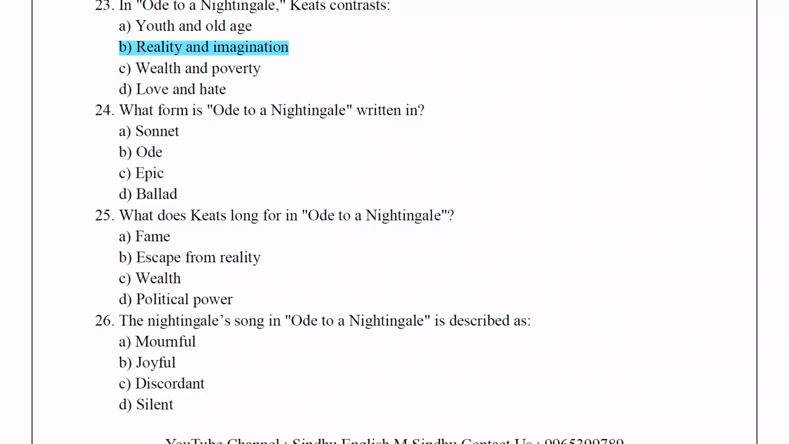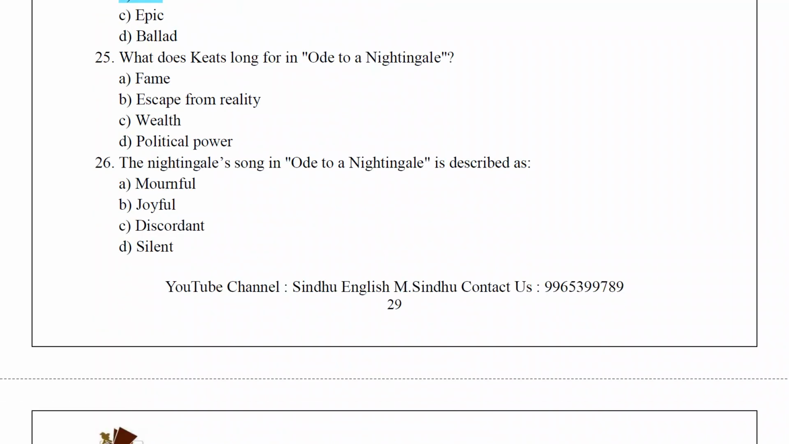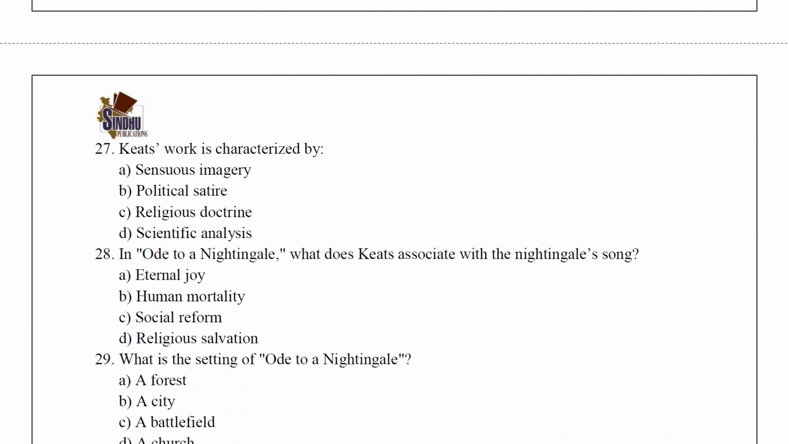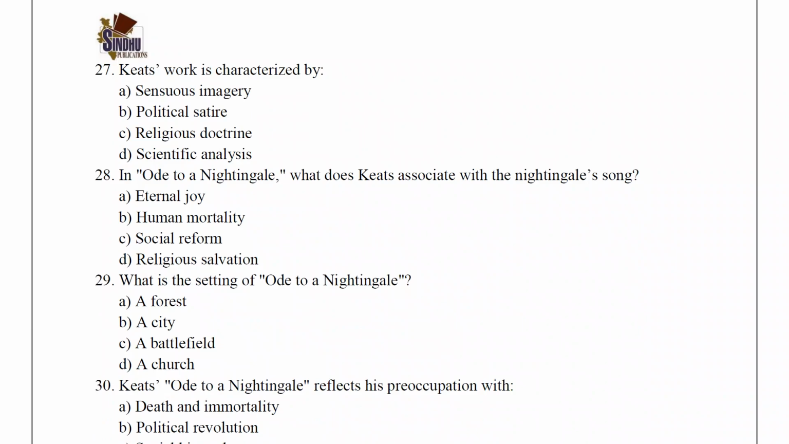What form is Ode to a Nightingale written in? It is also an ode. What does Keats long for in Ode to a Nightingale? Escape from reality. The nightingale's song in Ode to a Nightingale is described as joyful. Keats' work is characterized by sensuous imagery.